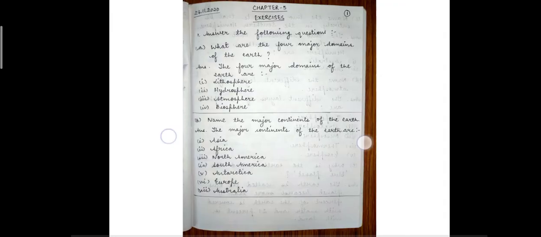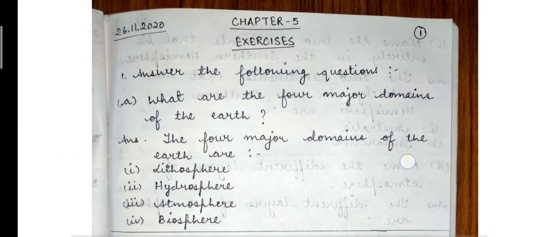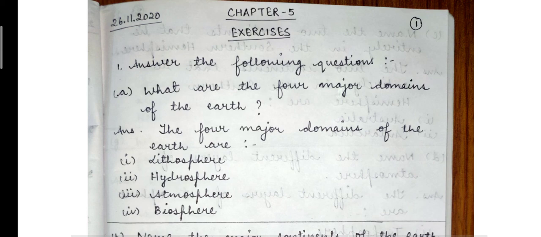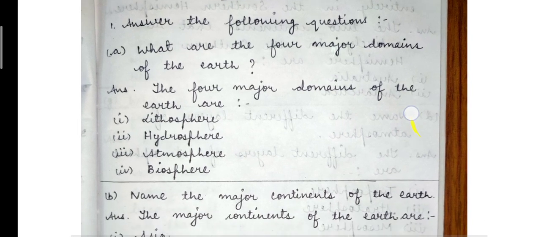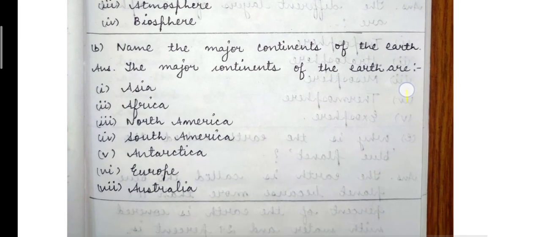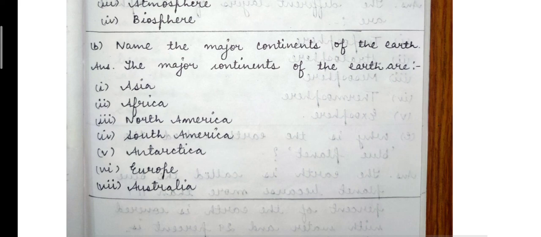Now next, children, we will move to the question answers. First question is, what are the four major domains of the earth? So children, the four major domains of the earth are lithosphere, hydrosphere, atmosphere and lastly biosphere. Now moving on to question number B, name the major continents of the earth. So the major continents of the earth are Asia, Africa, North America, South America, Antarctica, Europe and lastly Australia.